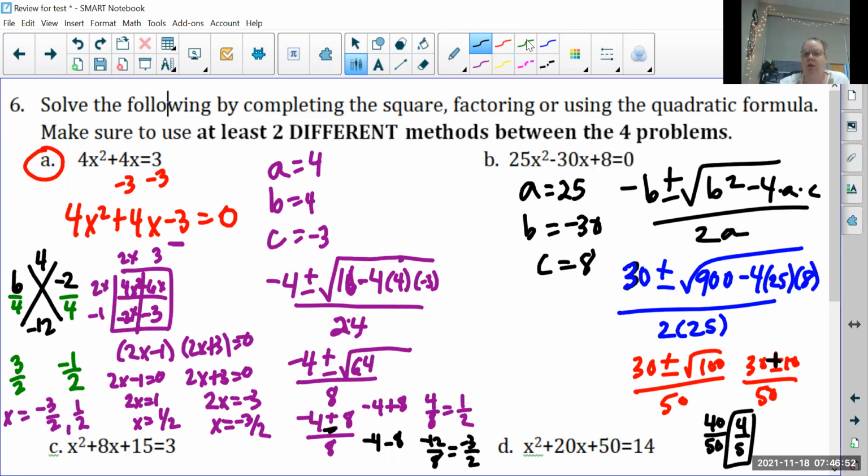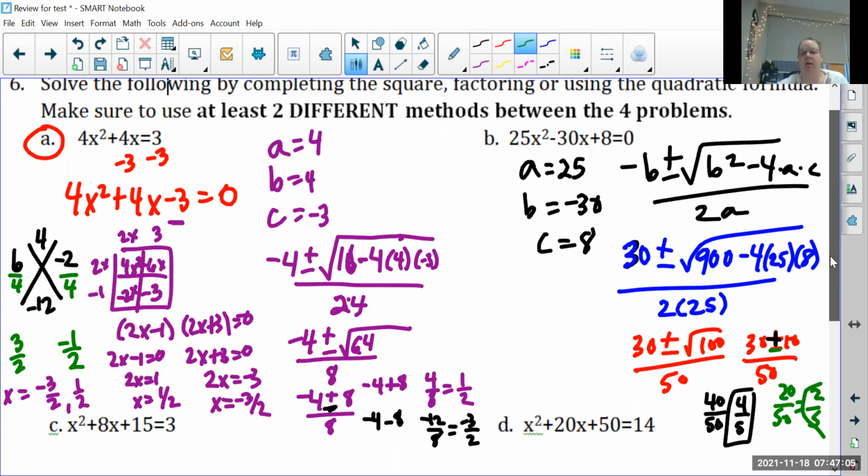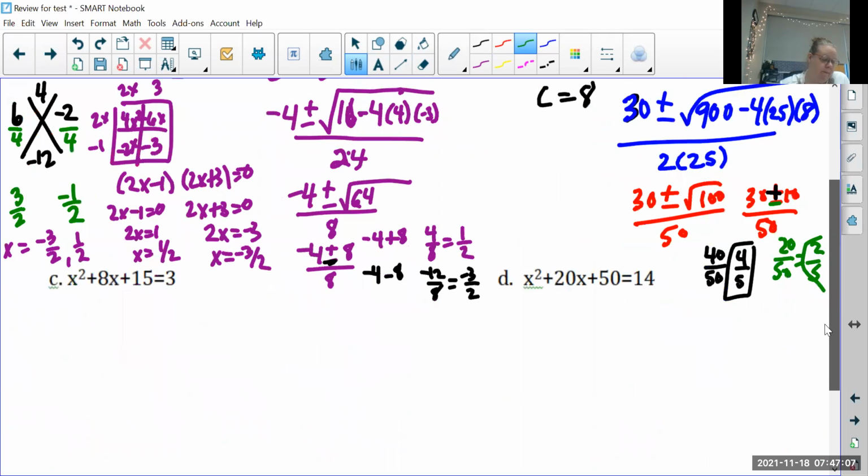And then I'm going to do 30 minus 10, which will give me 20. 20 divided by 50 will reduce to 2/5. So that's my other answer. So 2/5 and 4/5. If you do any other method, that's fine. Just make sure you get 4/5 and 2/5 as your answer.